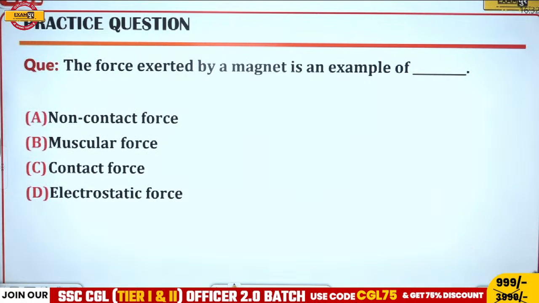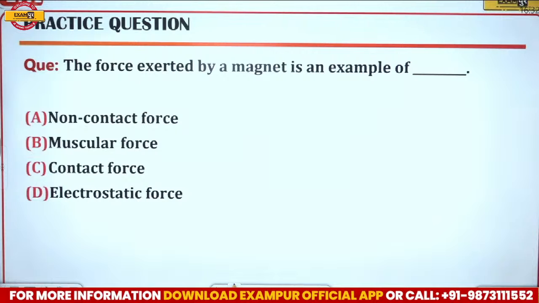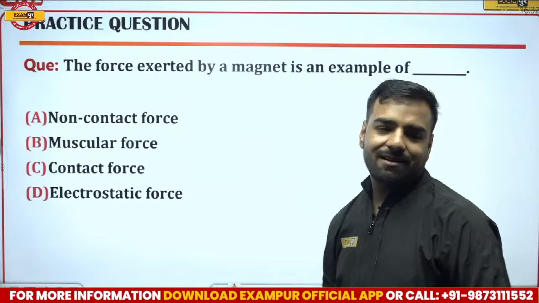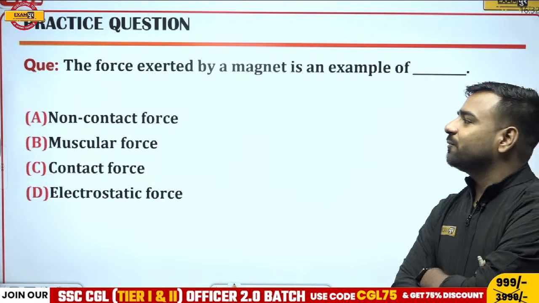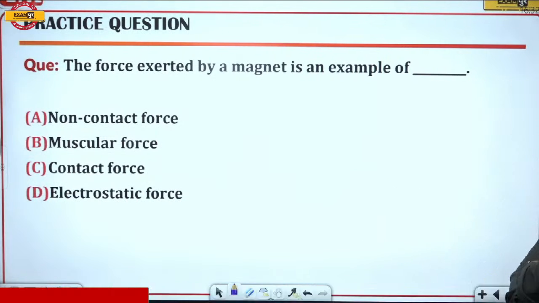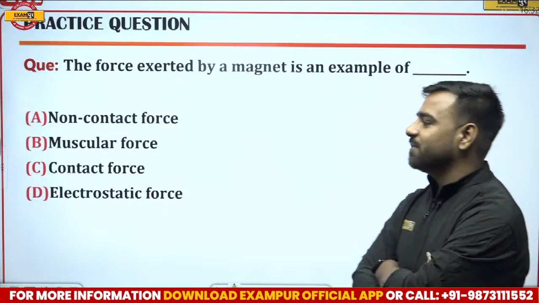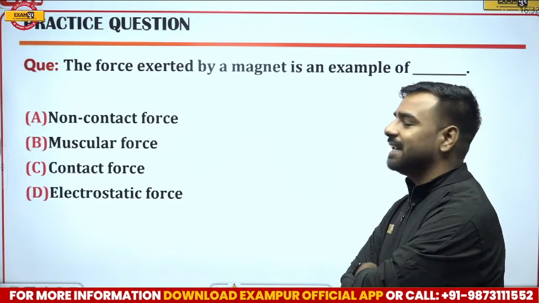Now we have the question: the force exerted by a magnet is an example of what? So let's see whether Anupam or Manish would be the first one to answer this. The force exerted by a magnet is an example of what? Is it non-contact force? Is it muscular force? Is it contact force? Or is it electrostatic force?